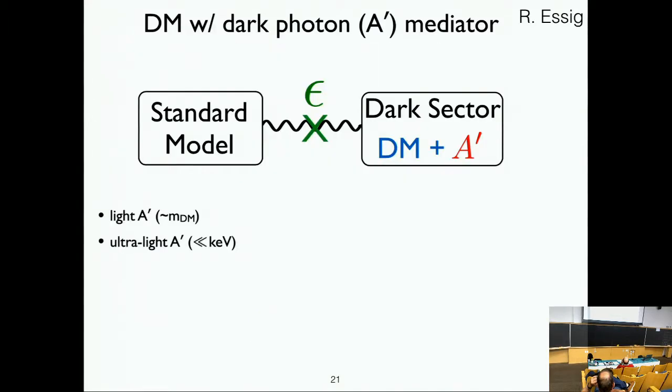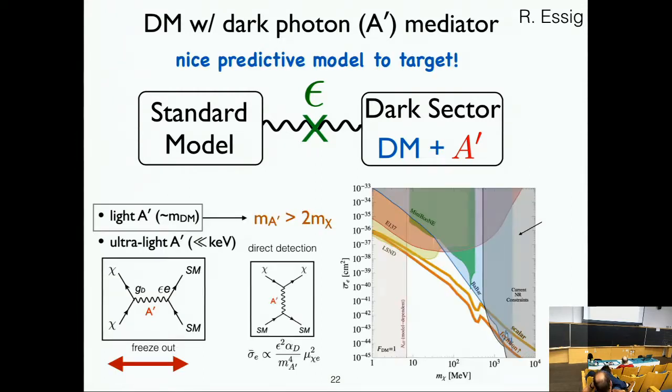Some portal. So one option is for that portal to be something that we call a dark photon mediator. These are some slides from our collaborator Rouven Essig. And the standard model is then connected to the dark sector that has the dark matter particle and this mediator with some interaction. And the idea is to see if you can get to that interaction. You can focus on two possibilities, a light or ultralight mediator.